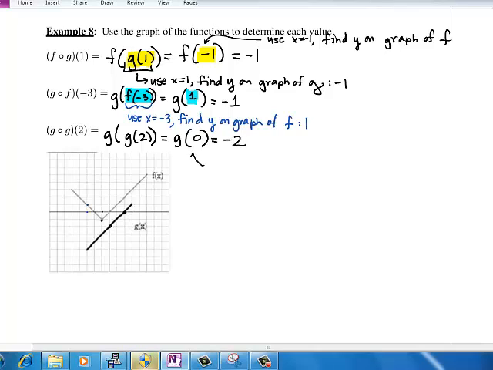So again, this is use x equals 0, find y on the graph of g. And we saw that was negative 2.